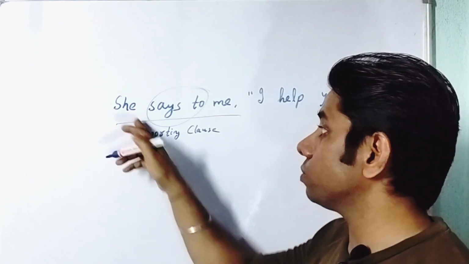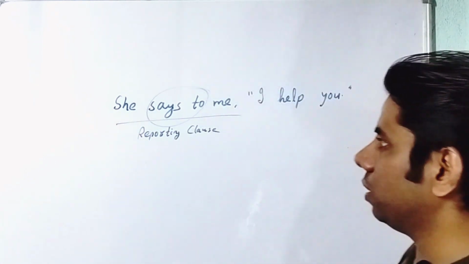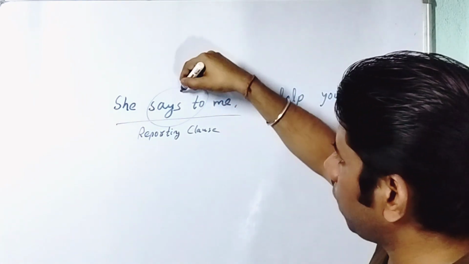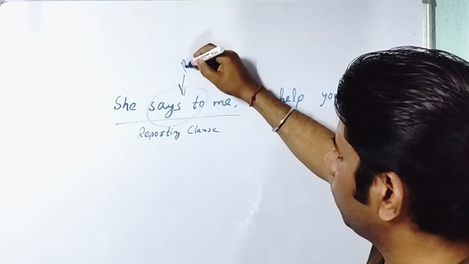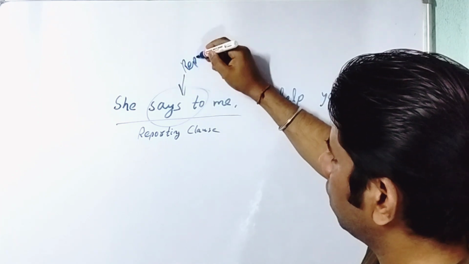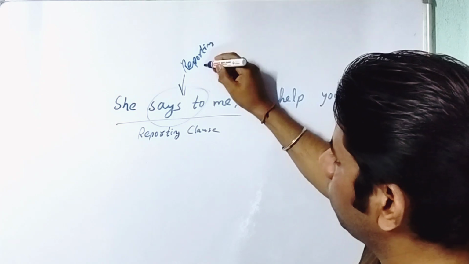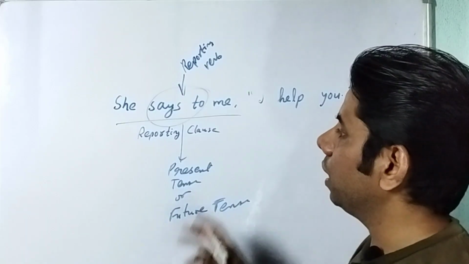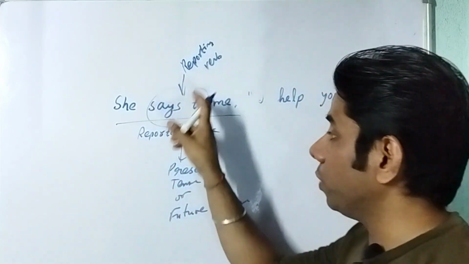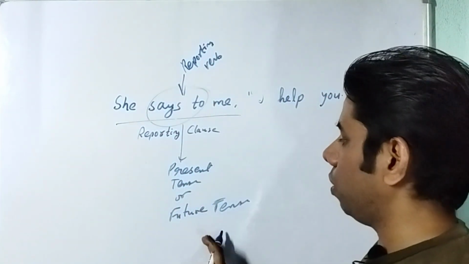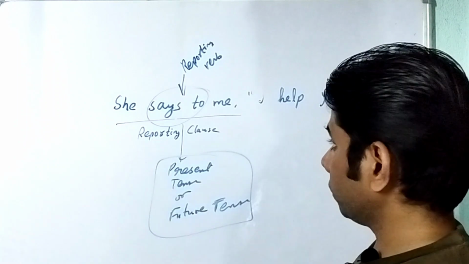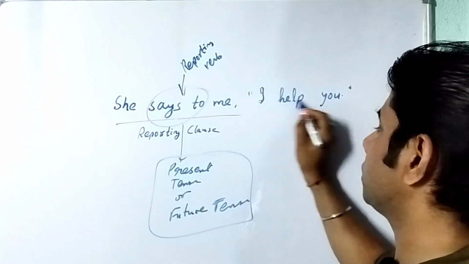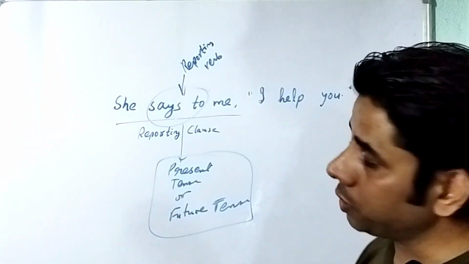So that means the combination of subject and verb. Listen carefully, this part is known as the reporting verb. If the reporting verb is related to present tense or future tense, then the verb of reported speech will not be changed.